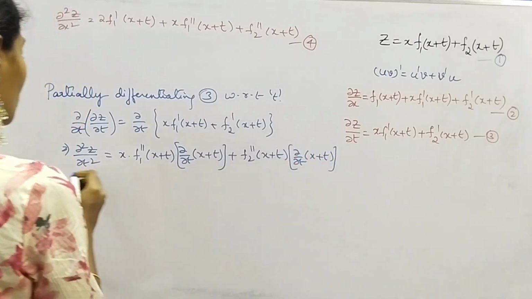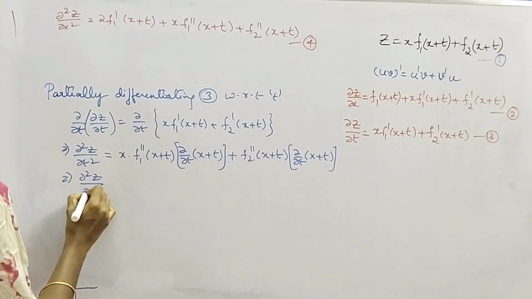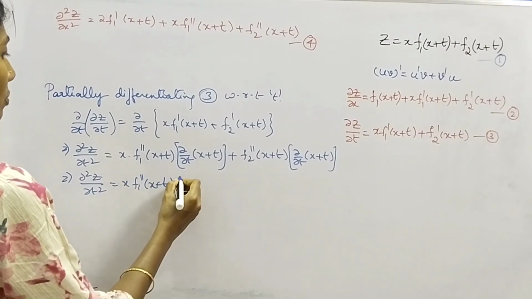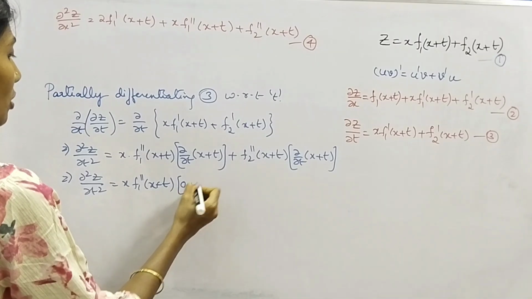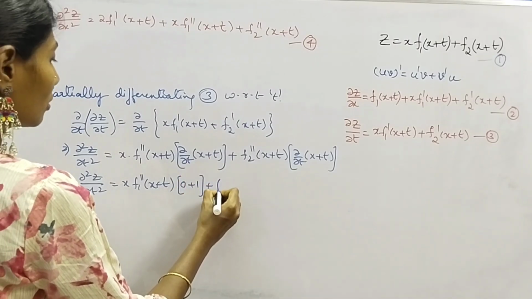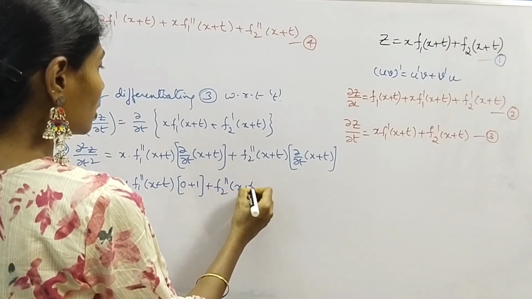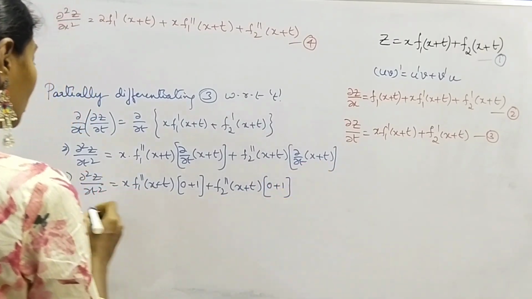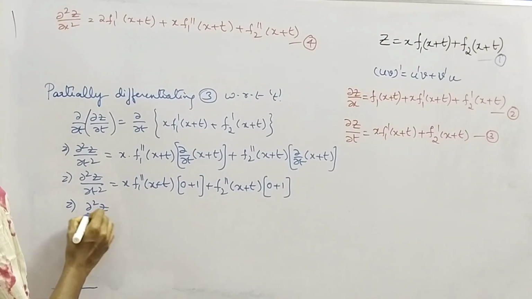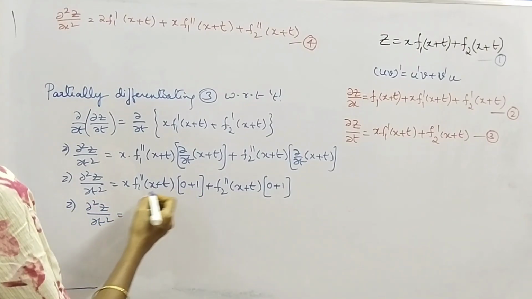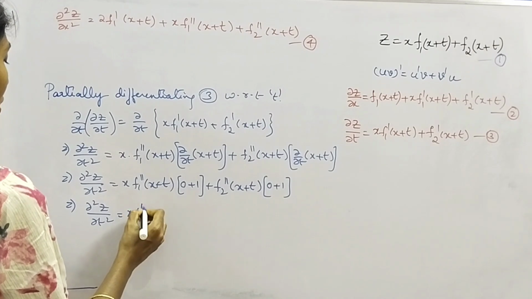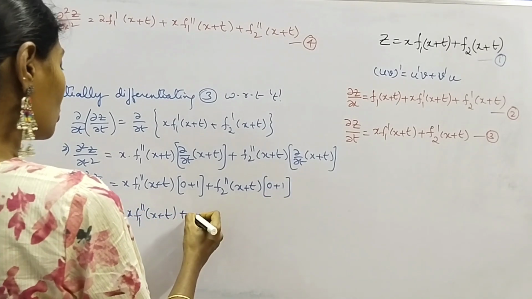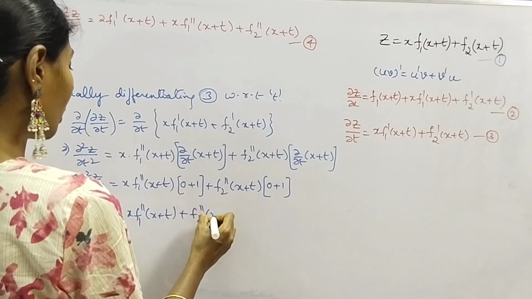x plus t. This gives us dou square z by dou t square equal to x into f1 double dash of x plus t into partial derivative of x with respect to t is 0 plus partial derivative of t with respect to t is 1, plus f2 double dash of x plus t into partial derivative of x with respect to t is 0 plus partial derivative of t with respect to t is 1. This gives us dou square z by dou t square equal to 0 plus 1 is 1, 1 into x, x, you'll get x f1 double prime, right? The 0 plus 1 is 1, 1 into f2 double prime is f2 double prime.